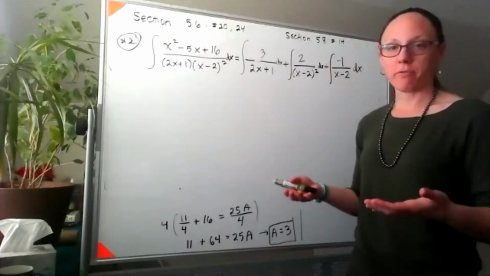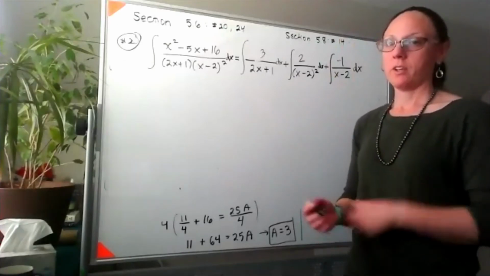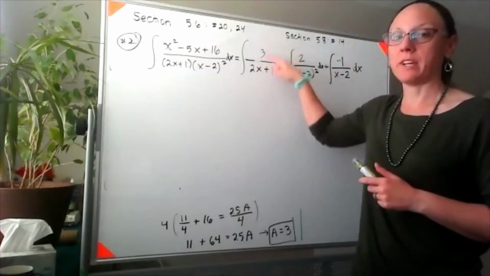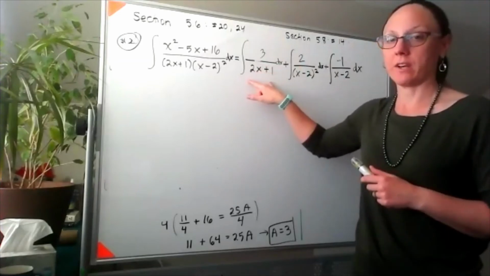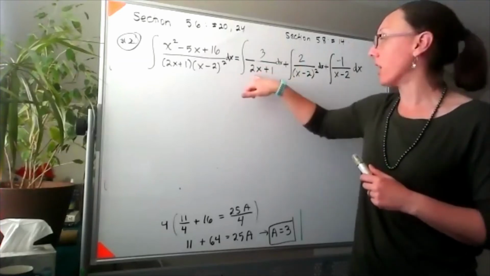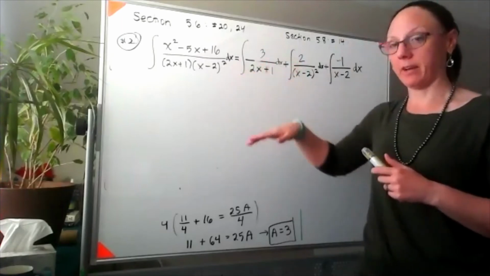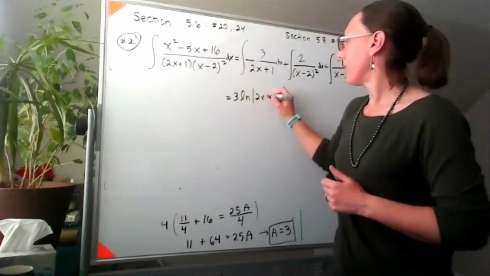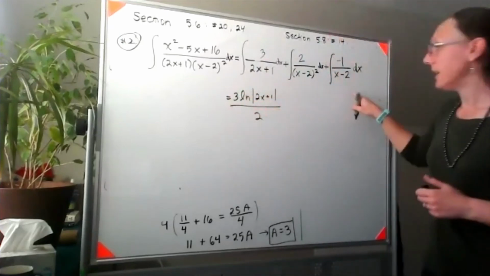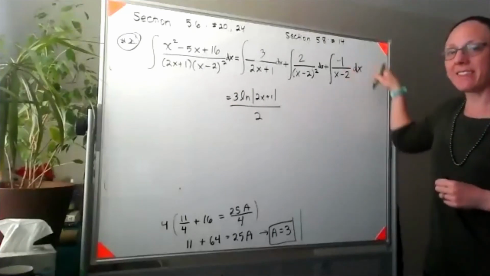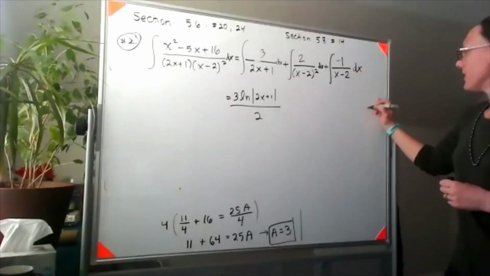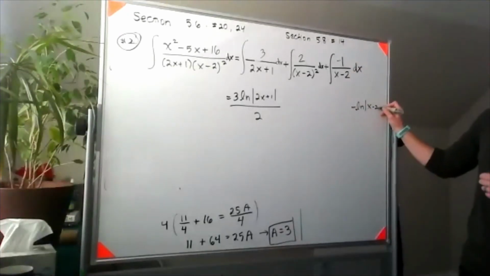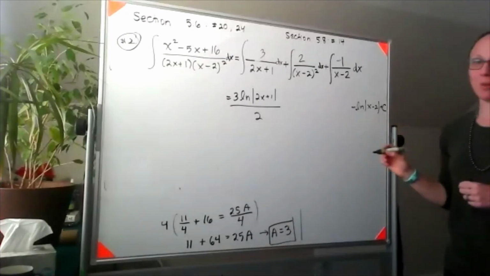Two of these are pretty straightforward to just write the answer to, the two that involve natural log. So this one, I know that I'm looking at 3 times natural log of absolute value of 2x plus 1, and then correcting for the chain rule on that 2, I'm going to divide by 2. This piece back here, again, this is another straightforward natural log. So I would be looking at minus ln x minus 2, and I'll squeeze in my plus c.